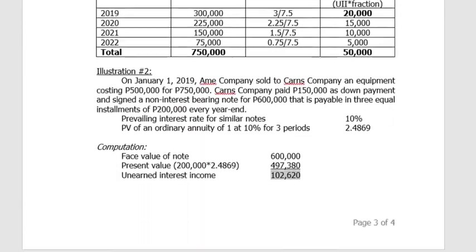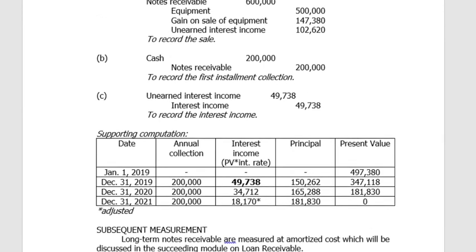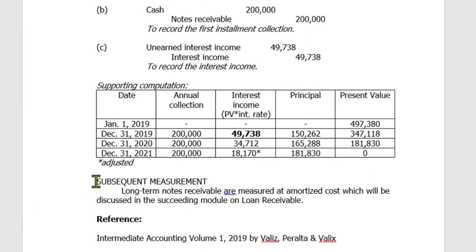So, merong dalawang sample related dyan. So, I think, okay, let's move. Yun ay initial measurement pa lang. Paano kapag subsequent measurement? Sabi dito, the long-term notes are measured at amortized cost, which will be discussed in the succeeding module. So, kung meron kasing discussion on amortized cost on loans receivable, so doon na lang din natin ipapasok itong notes receivable discussion. So, I think that ends the discussion on Module 7, Notes Receivable. Thank you.